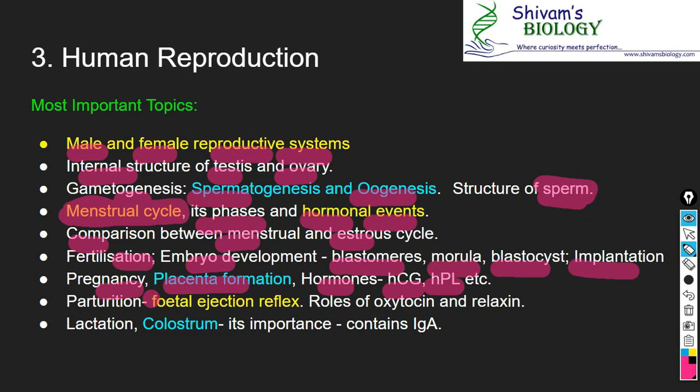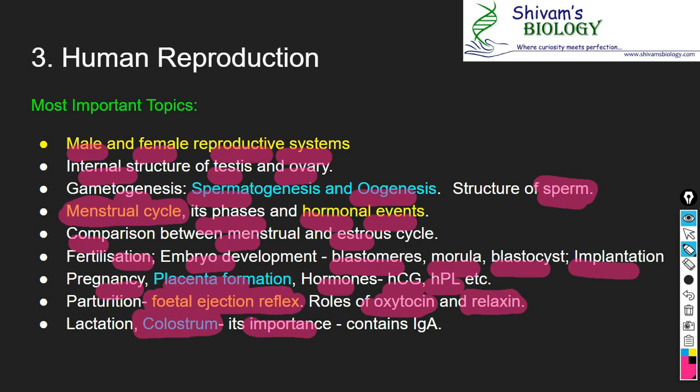Parturition and the fetal ejection reflex is very important. You should understand it very well. And the roles of oxytocin and relaxin hormones is very important. Lactation and colostrum. Here colostrum is a very important topic, and its importance, why it is important for the newborn baby.